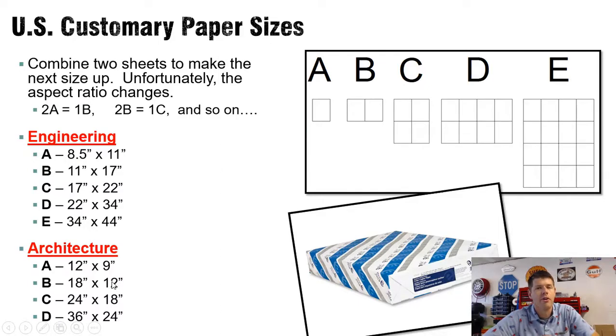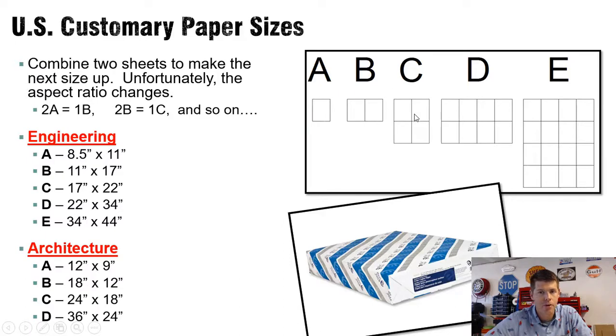I guess the important thing to know about US customary paper is it doubles, right? Two A's makes a B, two B's make a C, two C's make a D, and it doubles each time. There is a huge problem with this though in the aspect ratio. The aspect ratio changes between sizes, meaning that if I take an A size, it does not scale cleanly to a B size. I'm either going to have to crop it or it's going to run off the edges. It does not scale perfectly up and down because the length and width ratios are different.